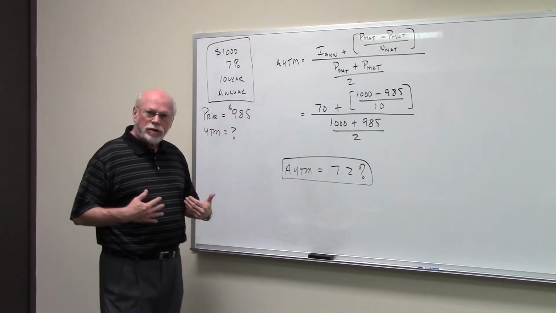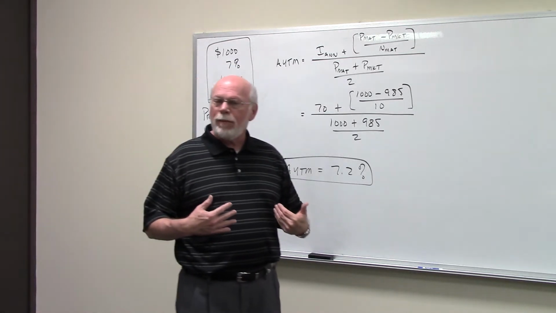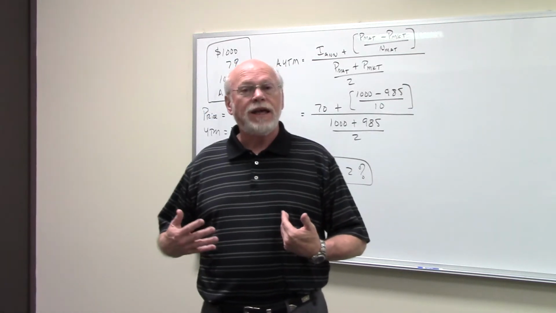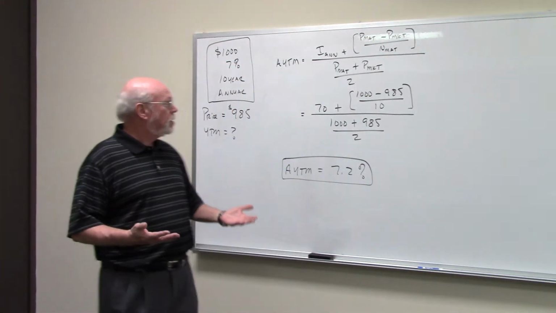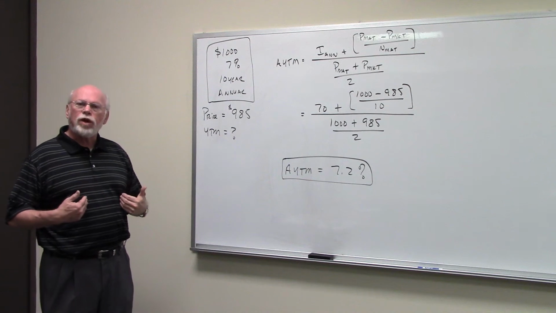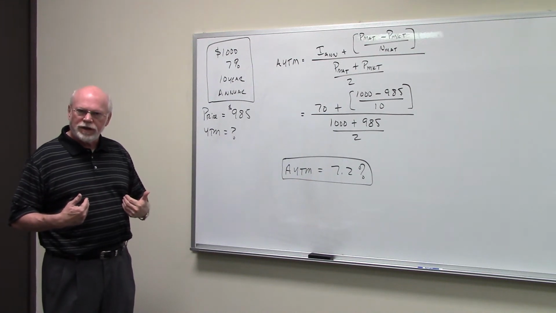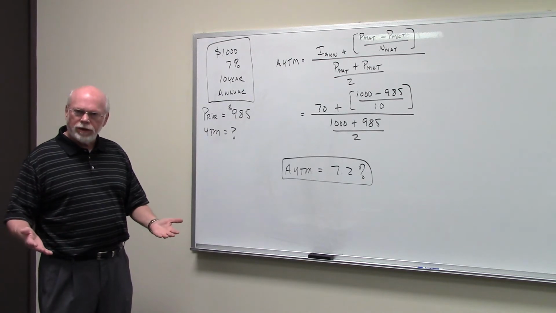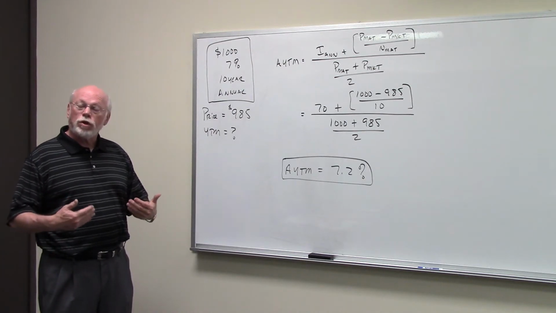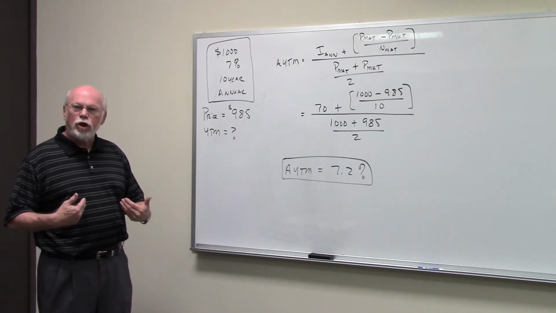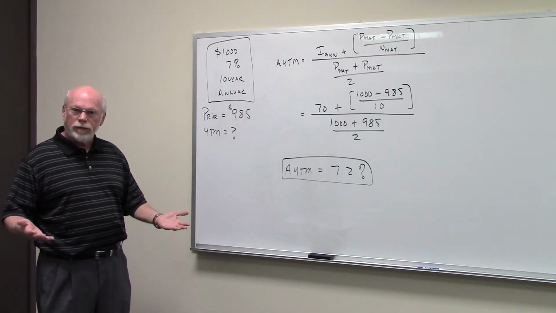As an investor, the question becomes, if I paid $985 for this bond and I get $70 a year for 10 years and then $1,000 10 years from now, what rate of return would I earn on my investment? The yield to maturity is the bond's internal rate of return. So as an investor, we're total return investors. We're interested in that number. We want to know what return we would earn.